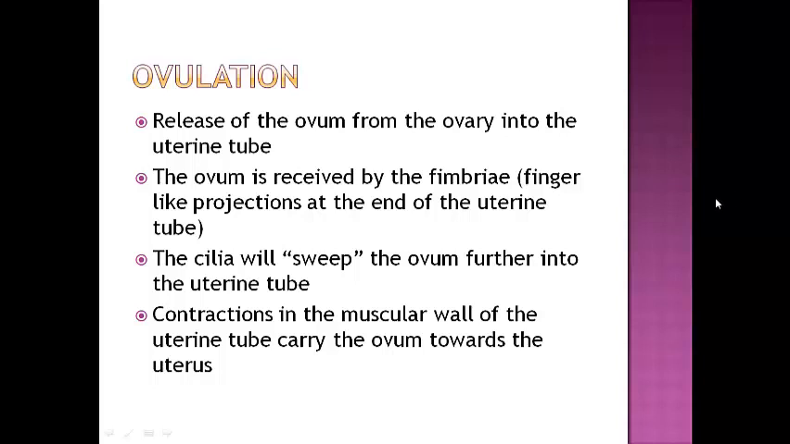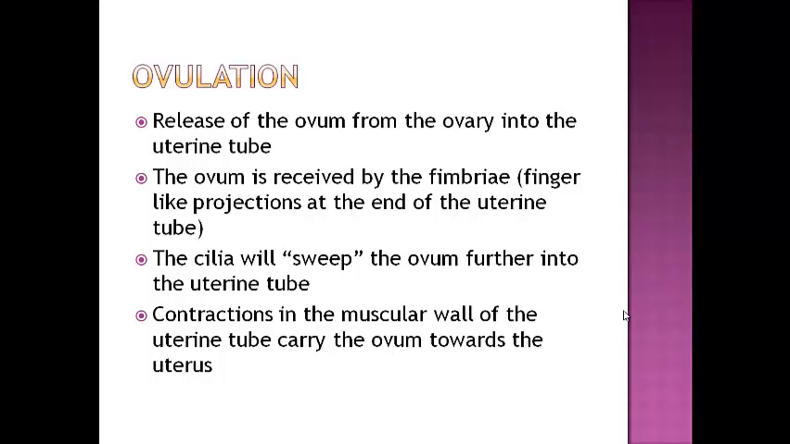So there are two things that help the movement of the ovum through the uterine tube. First of all, it is received by the fimbria, which, remember, were the finger-like projections at the end of the uterine tube, the ones found directly over the ovary. And then internally, the wall of the uterine tube has what we call cilia. Cilia are basically hair-like projections. Think of them like a hairbrush, or the broom they used to sweep the floor. Girls, you know what I'm talking about.